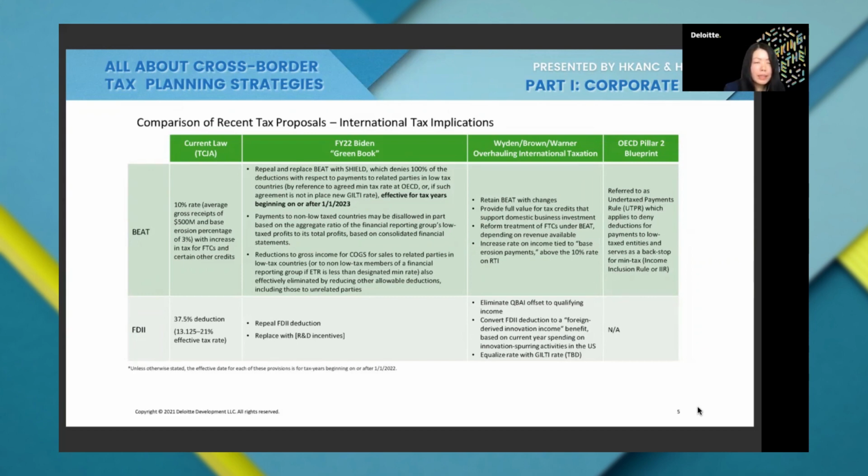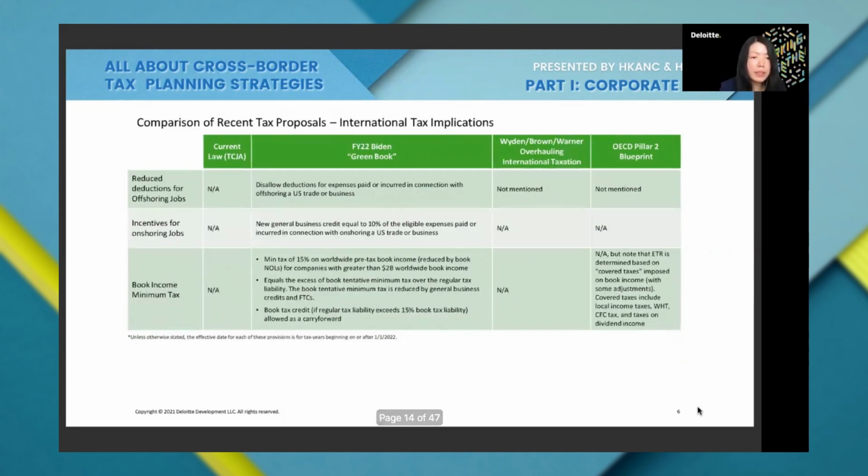This is a benefit that's offered to a lot of U.S. corporations. But under the Biden Green Book, this FDII benefit is repealed. So this would have a big impact on U.S. corporations as well. On the next few pages, I have listed quite a bit of difference between the current law and the Green Book, but I'm not going to go over them here in the interest of time.